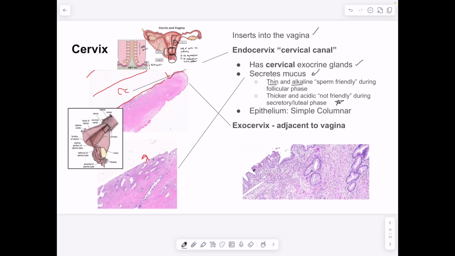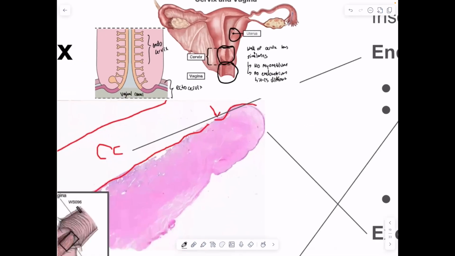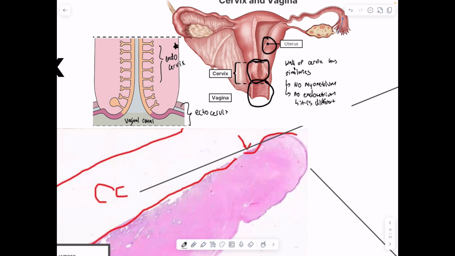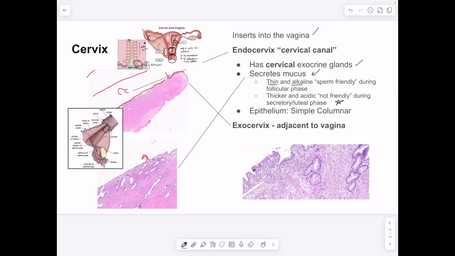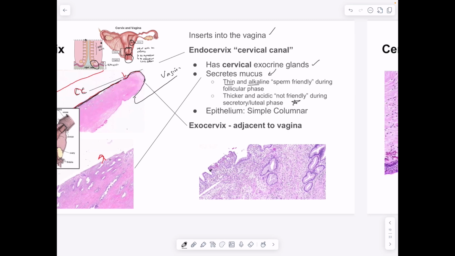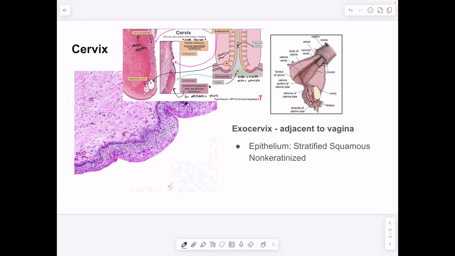And we have two parts of the cervix. We have the endocervix with these nice mucus glands, and then we have the ectocervix, which is adjacent to the vaginal canal. And so here we have the cervical canal, here we have the endocervix, here we have the exocervix overall. All right, and it's bending around, and then it's going to come in the vagina right there.